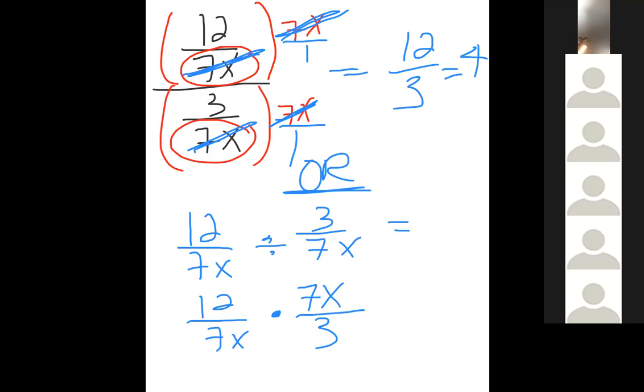So here, what happens, I am going to cancel out the 7x's, cross cancel them out, cross simplify. So I'm left with 12 over 3, and 12 over 3 is 4. And the only reason we can do this one like that, guys, is because it's an easy problem. Any questions on this one?